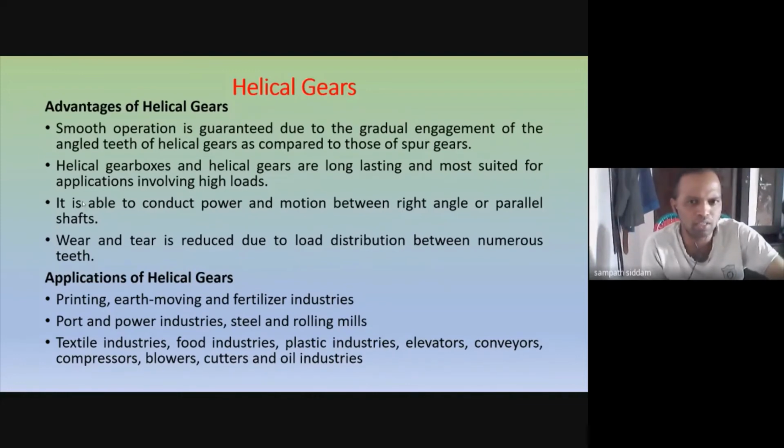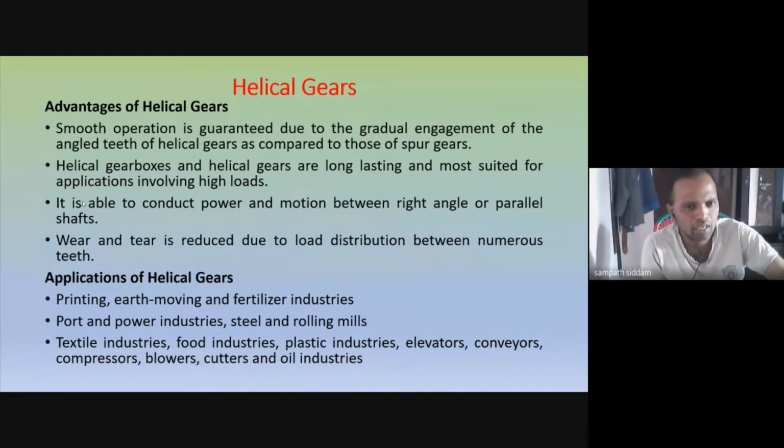Next, wear and tear is reduced due to the load distribution, because you have higher load capacities where uniform distribution of load will be there, with more number of teeth. That's why wear and tear will be avoided in the case of helical gears. This is about the larger advantages of helical gears.